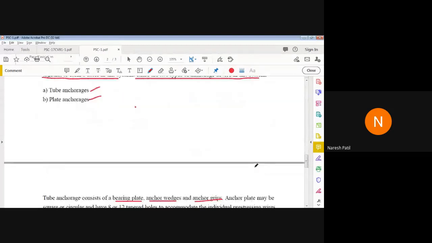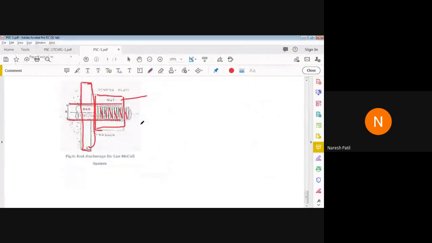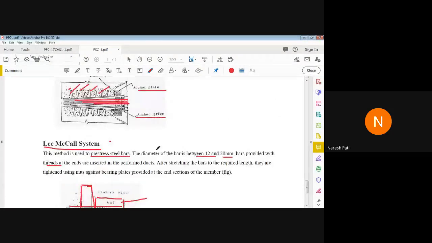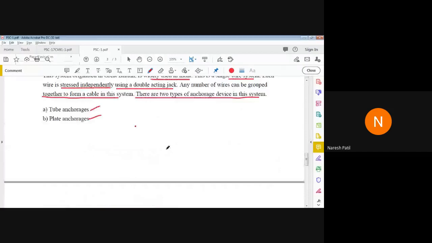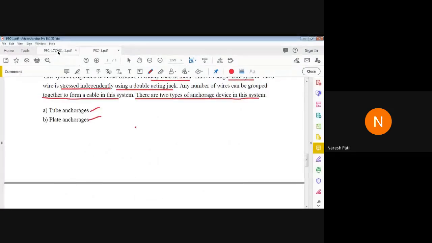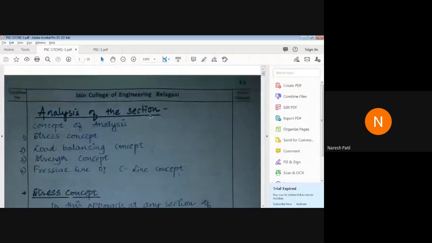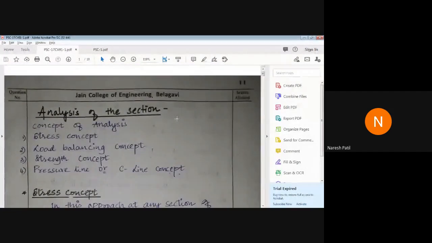So I'll be starting with the pre-stressing concept, or the analysis of pre-stressed concrete beams. I have changed the screen. Is it visible? Now this is very important. From today's session, I'll be starting with analysis of the section.